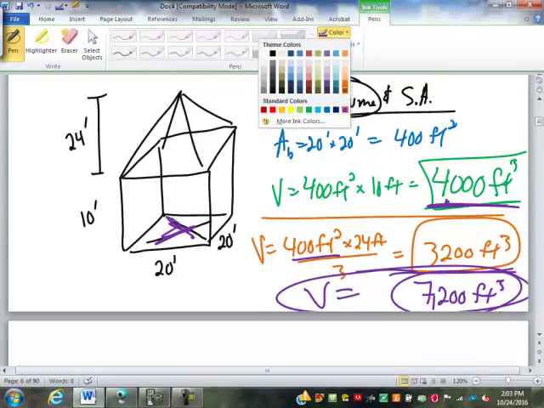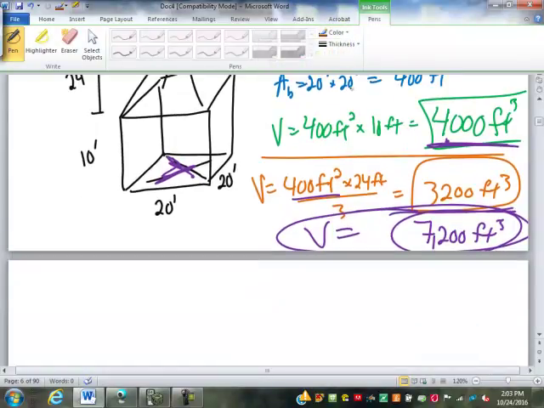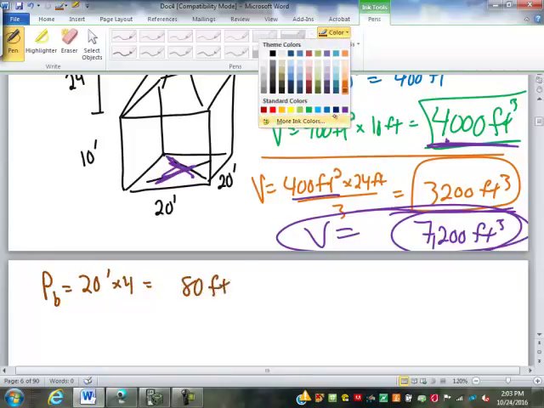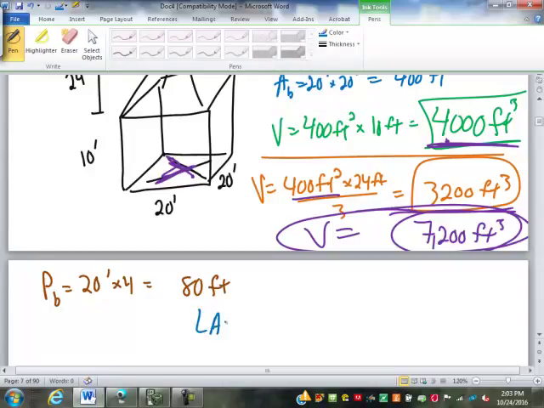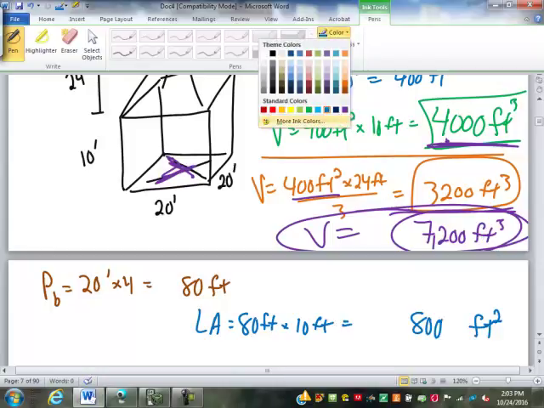So all we're doing is lateral area, basically. For the box, the perimeter of the base is 20 feet times 4, otherwise known as 80 feet. So that'll give a lateral area of 80 feet times 10 feet, or 800 square feet. How many of you got that far?